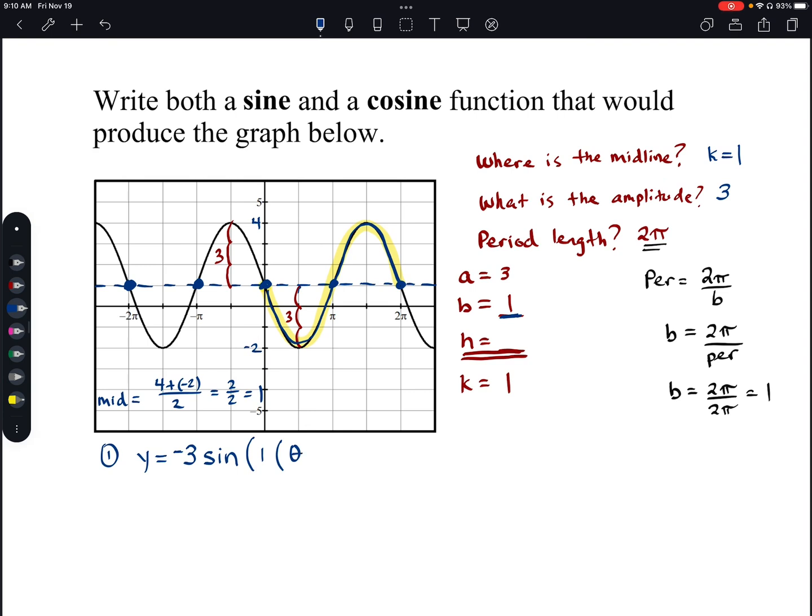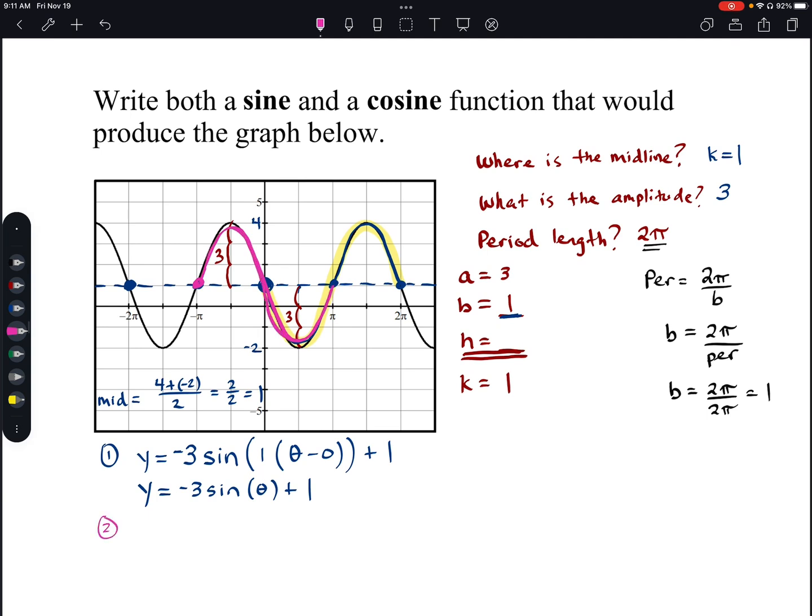Well, your phase shift is 0, right? It hasn't moved. So we'll say minus 0. And then we'll have our k value, which would be plus 1. So we put it all together. That's really just y equals negative 3 times the sine of theta plus 1. Okay, so what if we chose to do, let's say, this one instead? We went here, and we're writing the equation based on this first period.